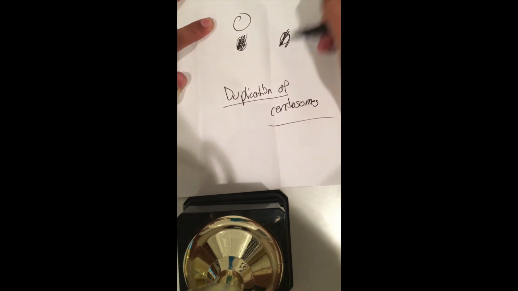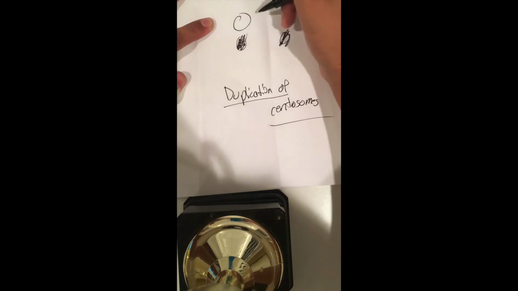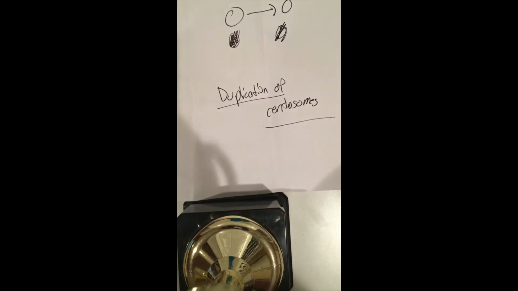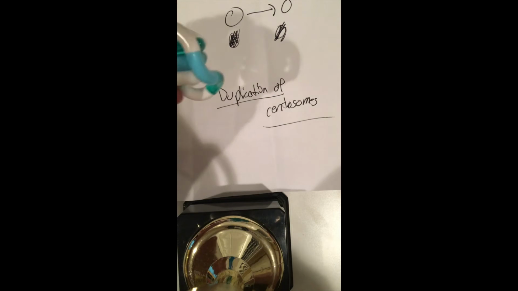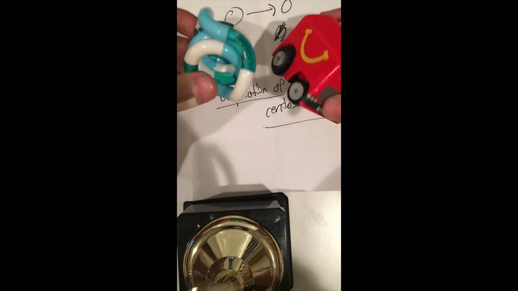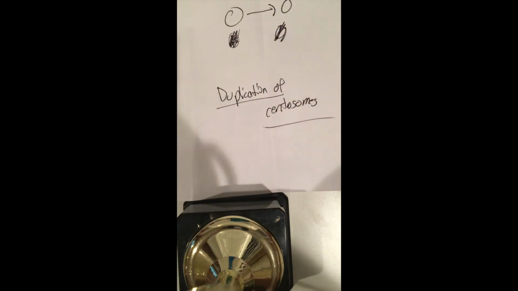Basically, one of these centrosomes will duplicate into another. Here is another model, again a pretty bad model, but this is all I have. Ooh, there's our little chromatin from before. Our centrosome will duplicate to another centrosome, a little McDonald's sign for another one. These centrosomes are made of centrioles.